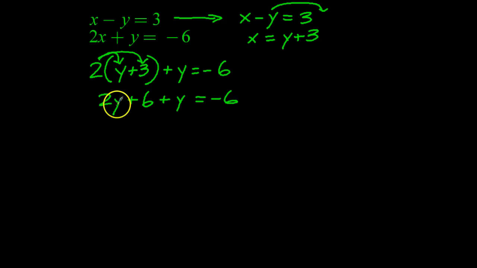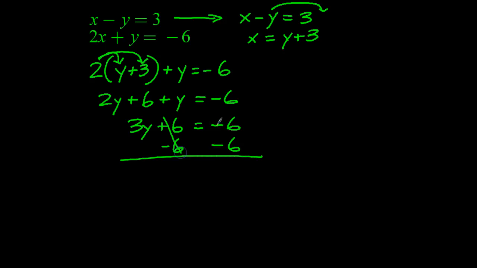Combine our like terms, so 2y plus y is 3y, plus 6 is equal to negative 6. We'll subtract 6 from both sides. These cancel out. Negative 6 and negative 6 make negative 12. Divide by 3. y is equal to negative 4. Okay. Well, now let's take this and plug it into my other equation.